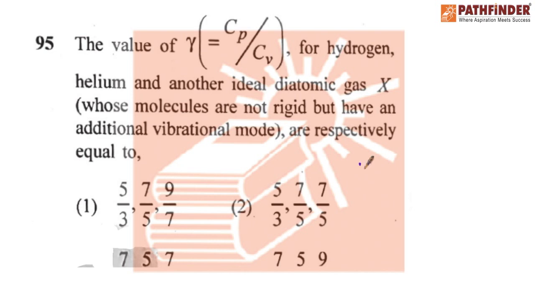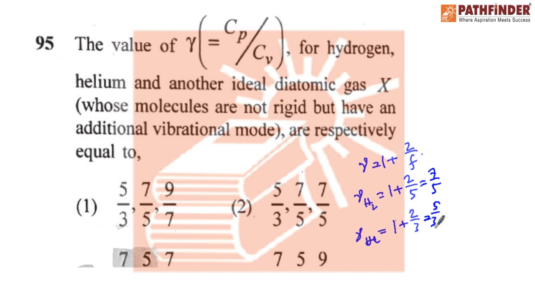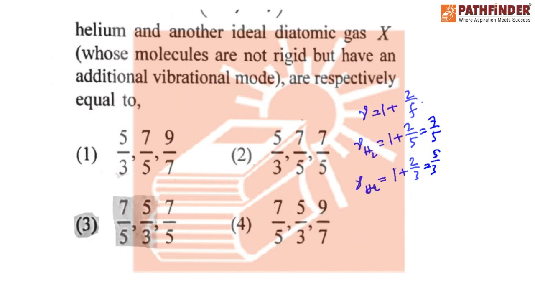So our law is gamma is equal to 1 plus 2 by F. So for hydrogen, the degree of freedom is 5 diatomic, so it will be 7 by 5. For helium, it is monoatomic, so it is 1 plus 2 by 3, so it is 5 by 3. Clear? So for hydrogen it is 7 by 5, then for the next one it is 5 by 3. Let's see if this gives us the answer. No, there is one more thing to check.